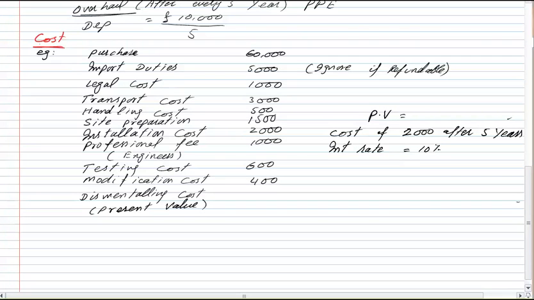So how to find out the present value? Students, there is a formula to find out the present value, which is cost multiplied by 1 over (1 plus r) raised to power n. So this is the formula to find out the present value. Present value is equal to cost multiplied by 1 over (1 plus r) raised to power n.